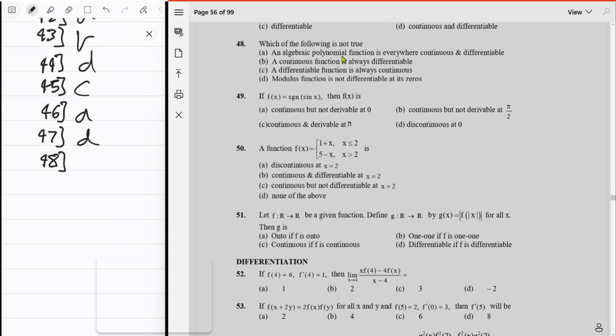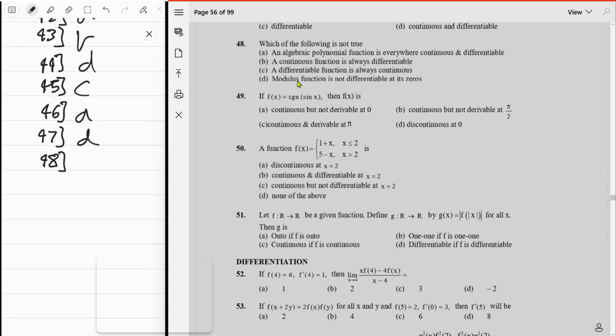So the following is not true. An algebraic polynomial function is everywhere continuous and differentiable. Well, yeah, polynomial functions, right? Yes. A continuous function is always differentiable. No. Take mod x for example. A differentiable function is always continuous. Yes, that's right. Modulus function is not differentiable at its zeros. It's only 1 zero for that. Oh, so you mean the modulus of a polynomial, I think, or something like that.